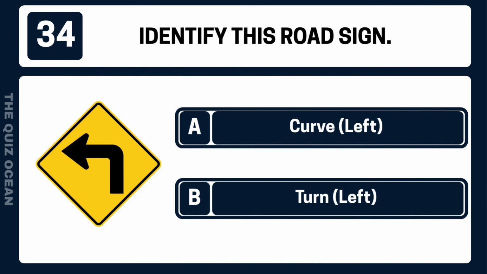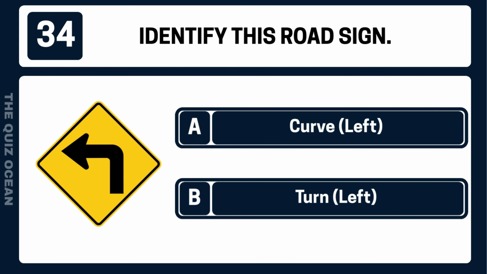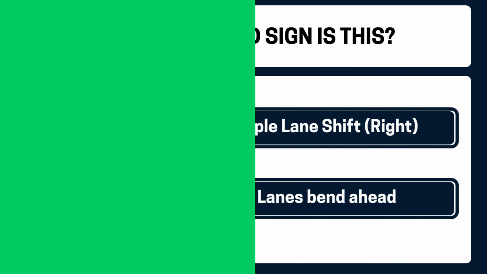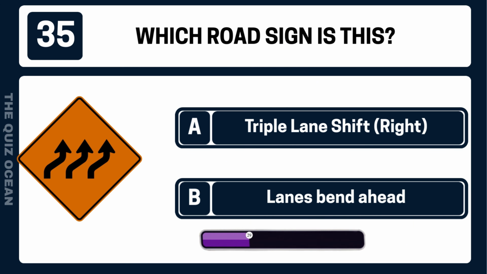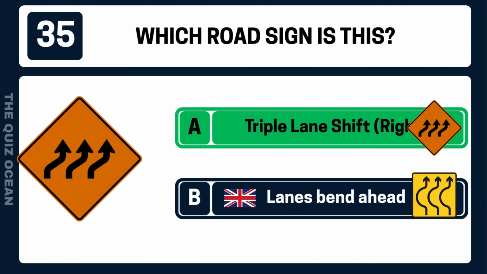Question 34. Identify this road sign. A. Curve left. B. Turn left. The answer is B. Turn left. Question 35. Which road sign is this? A. Triple lane, shift right. B. Lanes bend ahead. The answer is A. Triple lane, shift right.